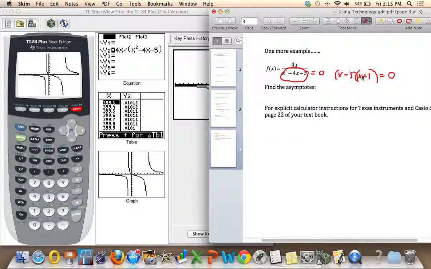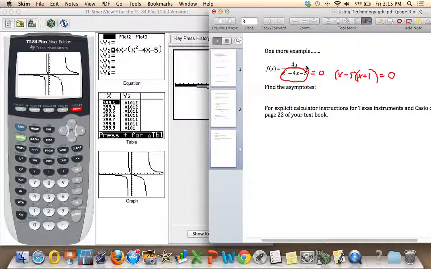If this is equal to 0, then the two places that are going to be problematic here are if x is 5 or if x is equal to -1. Again, if you go back and look at your graph, -1 appears to be one of our vertical asymptotes. X equals 5 appears to be our other. So again, it helps to look at the graph, but you can kind of get there by doing a little bit of mathematics as well.